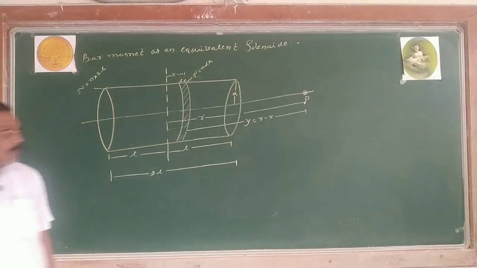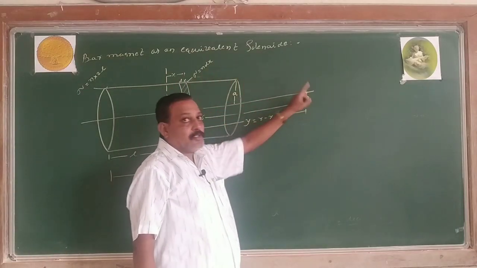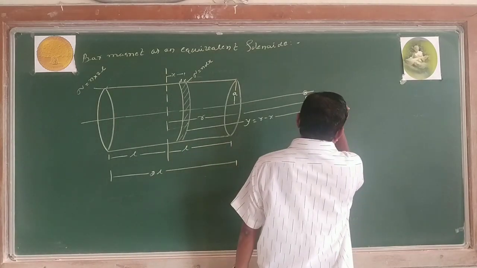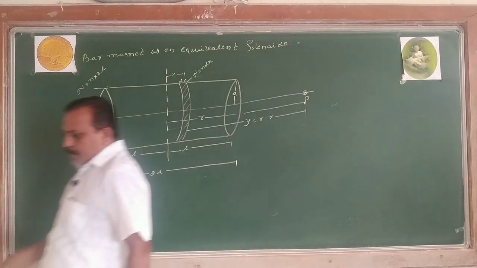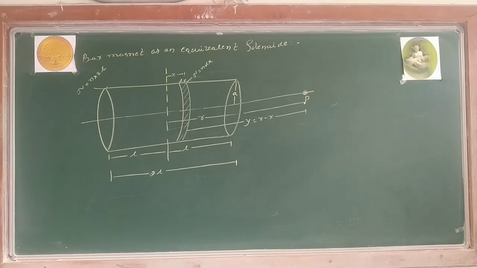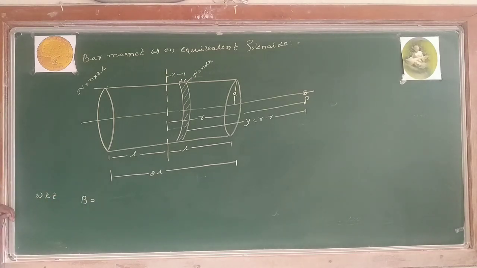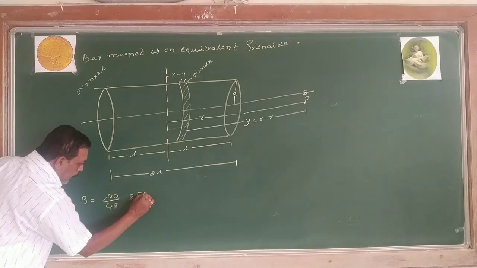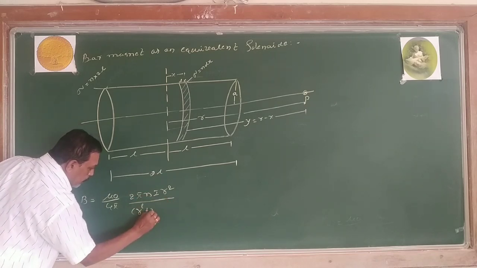Now, this is the circle. Magnetic field at a point on the axis of a circular coil. We know that the magnetic field B on the axis of a circular coil is mu naught divided by 4 pi, 2 pi n I r square divided by r square plus x square to the power 3 by 2.